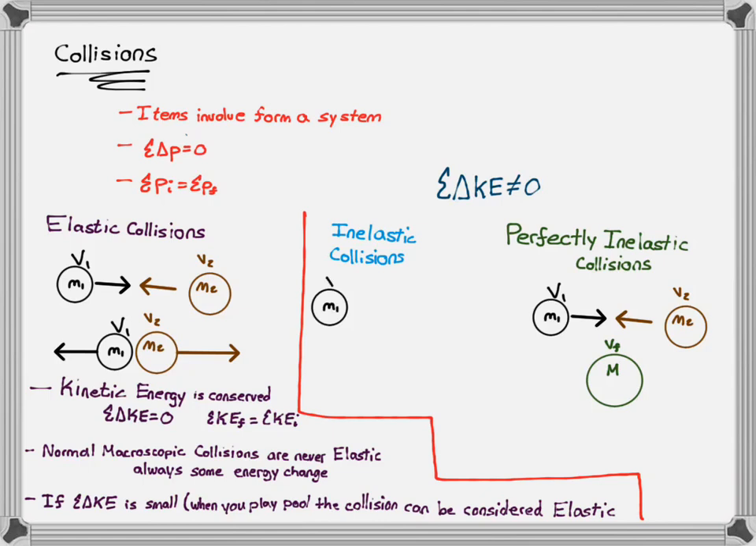An inelastic collision is just two objects colliding and they end up moving and they don't become one object. They just end up moving in some kind of direction. Very similar to an elastic collision, but again, in an inelastic collision, there is a change in kinetic energy.